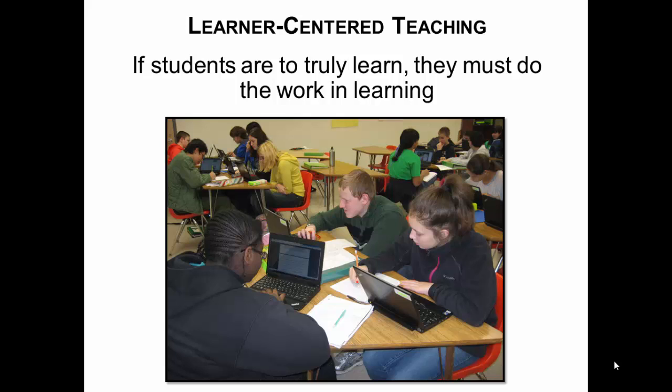Many of these same elements can be seen in project-based learning. This presentation will utilize examples from the project-based learning model, as it is wholly student-centered.